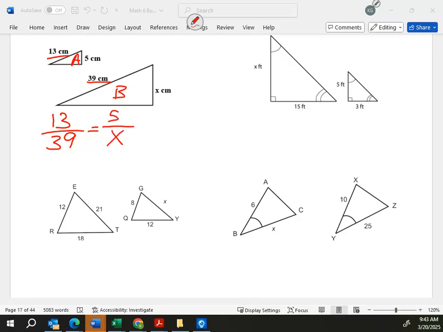Or X. If they give you an X, put an X. Okay, instead of doing a question, it's the same thing, but just use whatever they're giving you, it keeps it simpler. So what math am I going to do, Emma? 39 times 5 divided by 13. And what do you get when you do 39 times 5 divided by 13? 15. X equals 15.